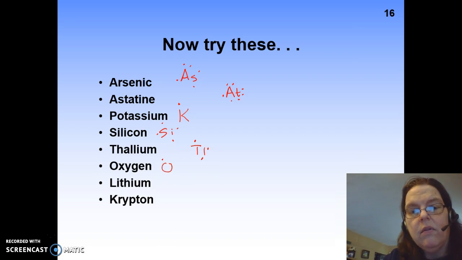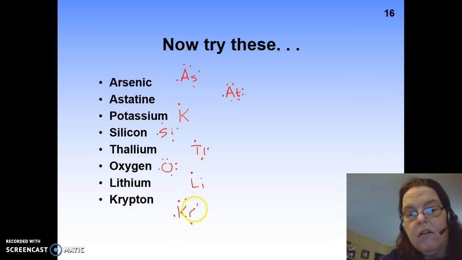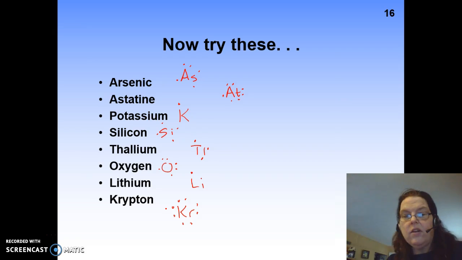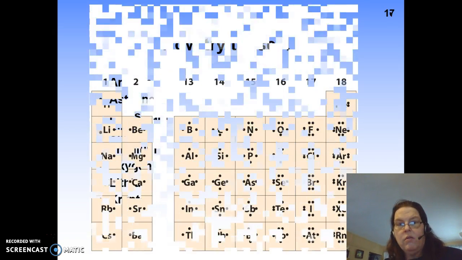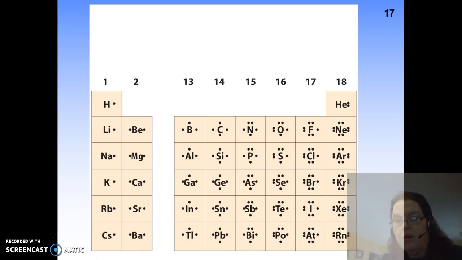Oxygen is going to have 6 dots because it has 6 valence electrons. Lithium is going to have 1 dot, and krypton, a noble gas, is going to have 8 dots. So that should be a review of dot structure. The next slide is also going to kind of review dot structure for you.